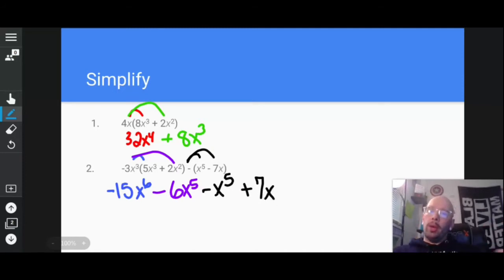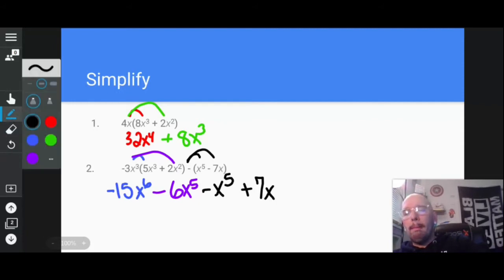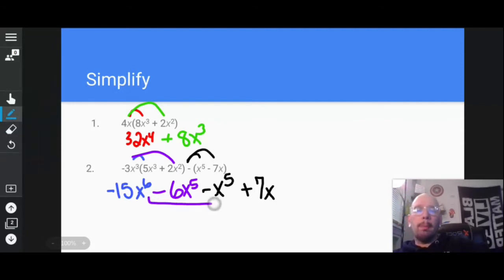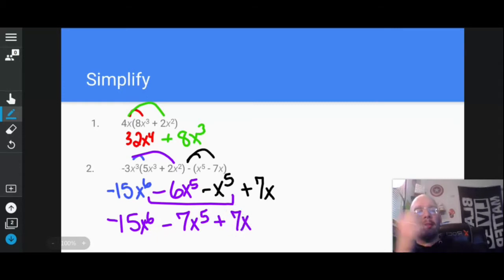You observe what you have, and you notice that you can combine the two terms in the middle. So let's do it. Negative 15x to the sixth stays. Negative 6x to the fifth minus x to the fifth is going to be negative 7x to the fifth, because we're combining like terms. And then plus 7x, all on its own. And that's distributive property.